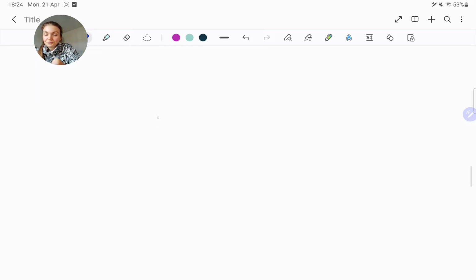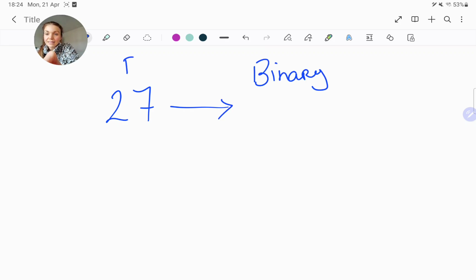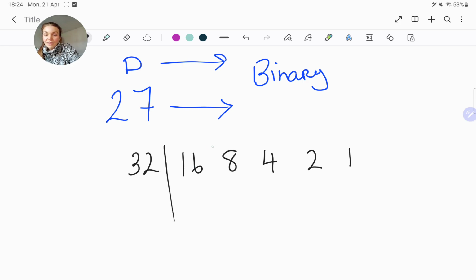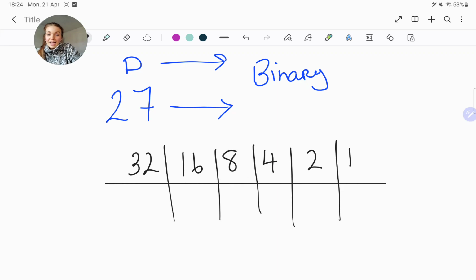Let's write 27 as a binary number. So again, decimal to binary. First thing, let's write out our binary numbers: 1, 2, 4, 8, 16, 32. By the way, the table I was referring to earlier would just look something like that. It is basically what we're doing, but I just don't tend to waste time drawing out the table.